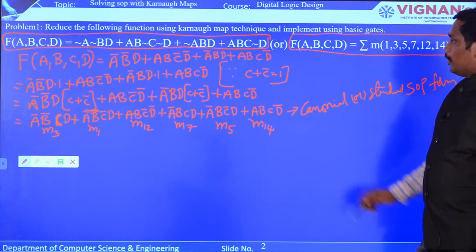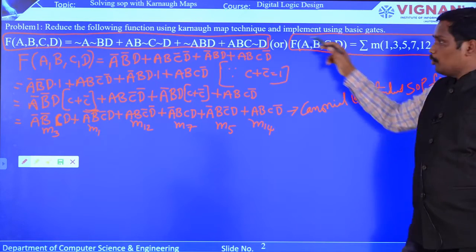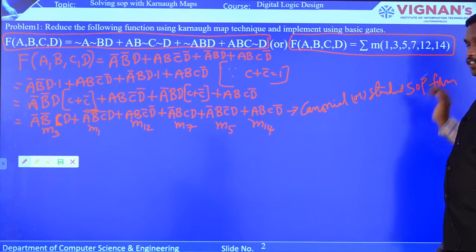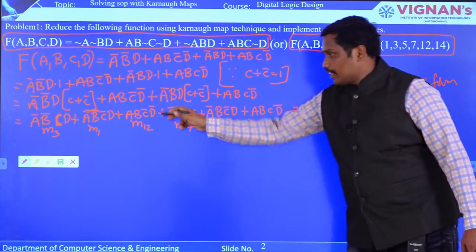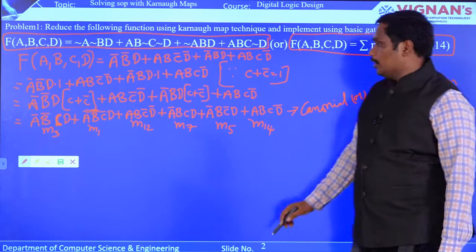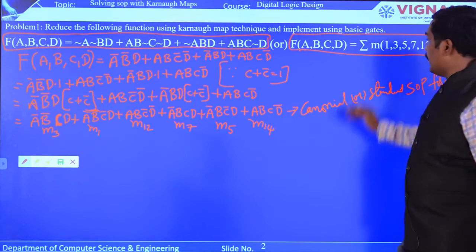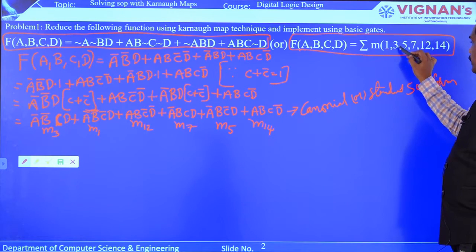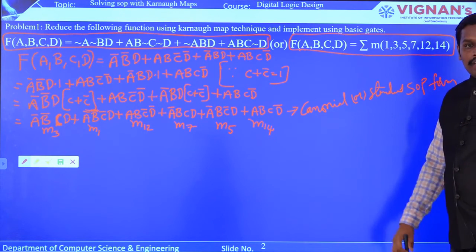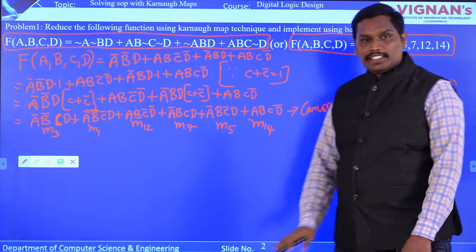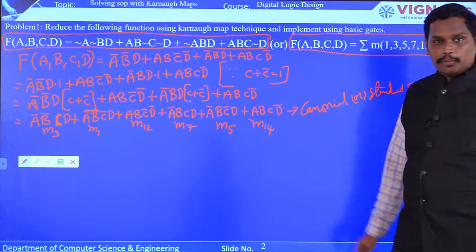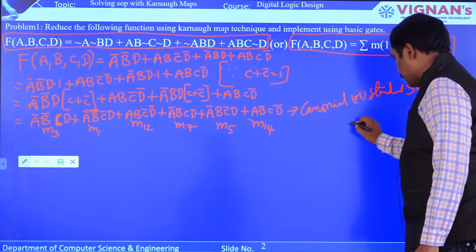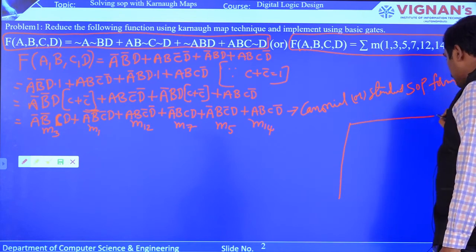So, now based on this question, we have solved it and converted it into canonical or standard SOP form, where in each and every term you can have the min terms, right. So, these min terms are ready, and the same question you can see here, the min terms that we got are 1, 3, 5, 7, 12 and 14. Now, since the min terms are ready and the canonical or standard SOP form is ready, we are going to draw a Karnaugh map for the 4 variable map. So, I hope that the rules are very clear.